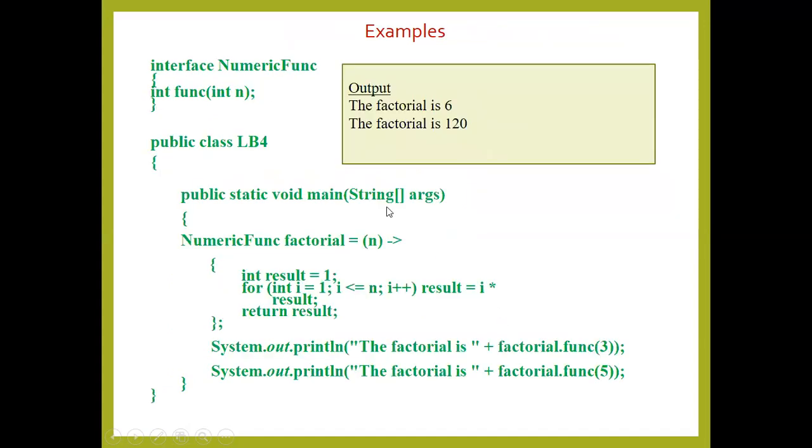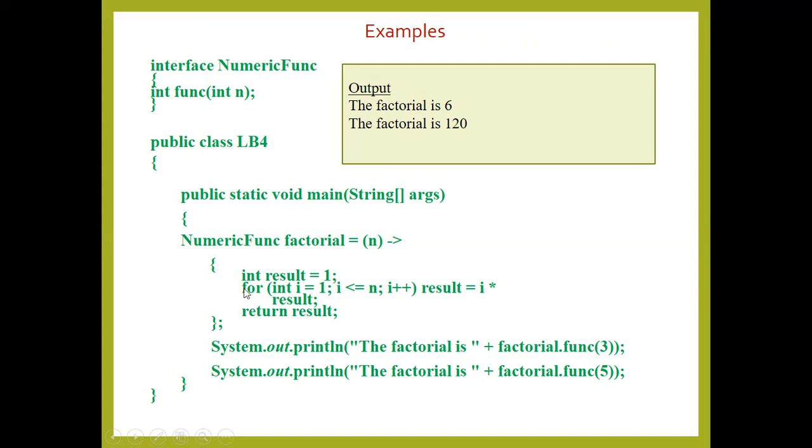Now, we are going to see another example for lambda expression. Here also we are defining an interface. The name of the interface is NumericFunction. Inside this interface, we are declaring an abstract method. The name of the method is fun. We are passing one argument to this method. This is the main class. Inside this main class, the main method is defined.